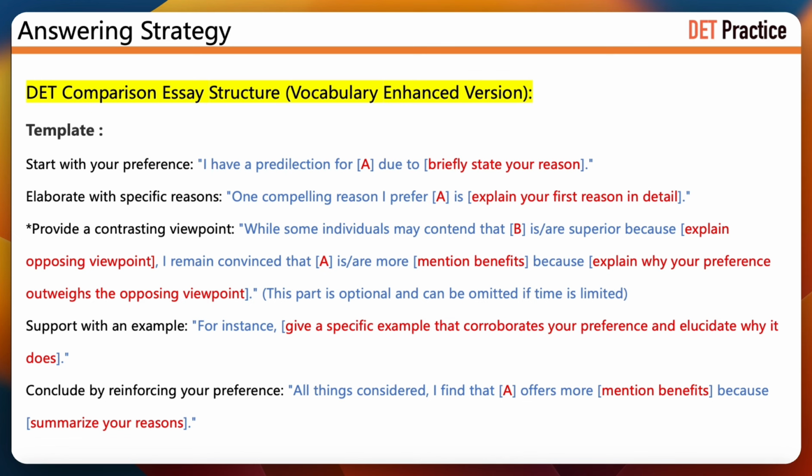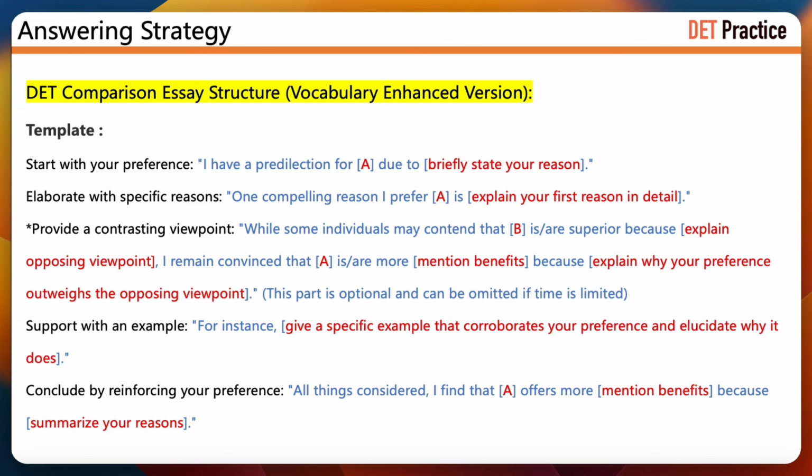"While some individuals may contend that" replaces "while some people may argue that," offering a more formal tone. "I remain convinced that" is used instead of "I still believe that," demonstrating a stronger stance. Supporting with an example, "for instance" is used instead of "for example," and "corroborates" replaces "supports," introducing more advanced vocabulary. The addition of "elucidate" further enhances the language complexity. Concluding, "all things considered" replaces "overall," providing a more formal transition to the conclusion.